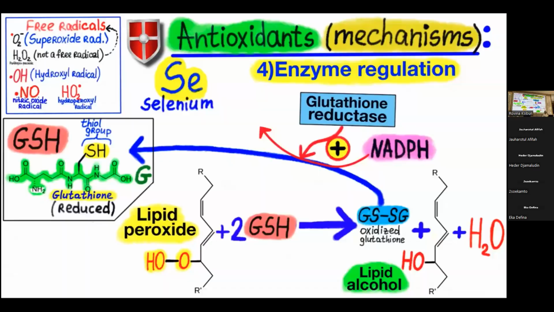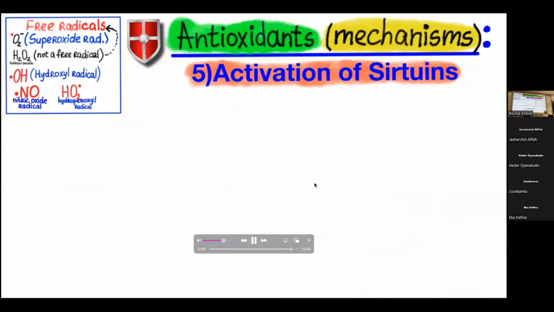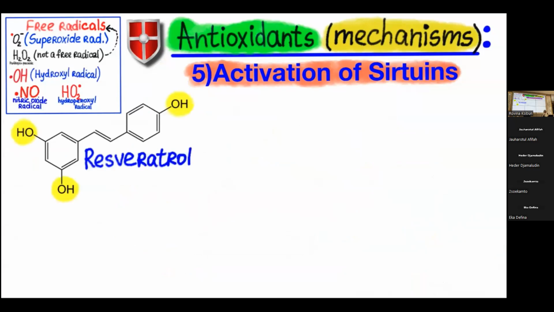NADPH as a co-product. In this reaction, NADPH produces the oxidized glutathione and turns into NADP positive. The fifth and last mechanism of how antioxidants protect us against free radicals, which I'll cover in this video, is the activation of sirtuins. Resveratrol will be our example of an antioxidant.